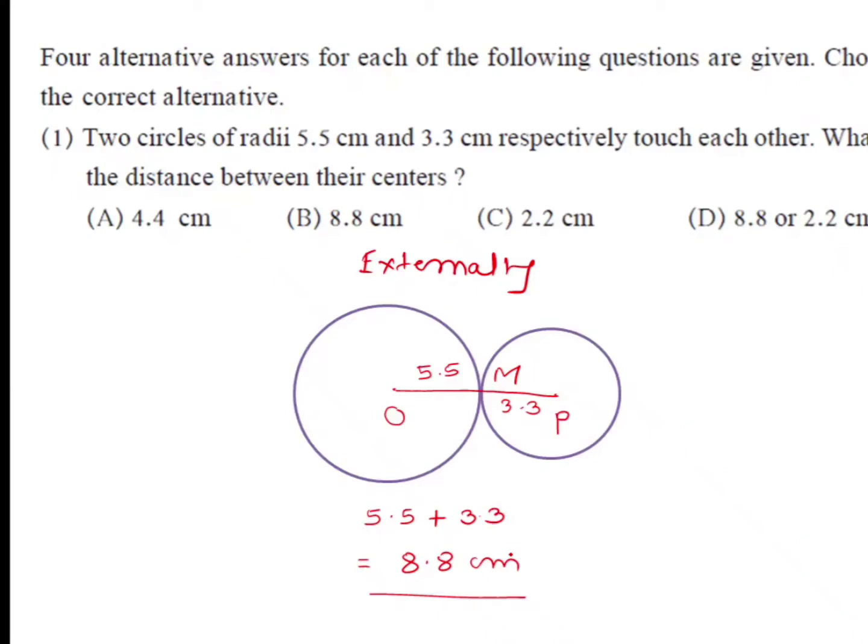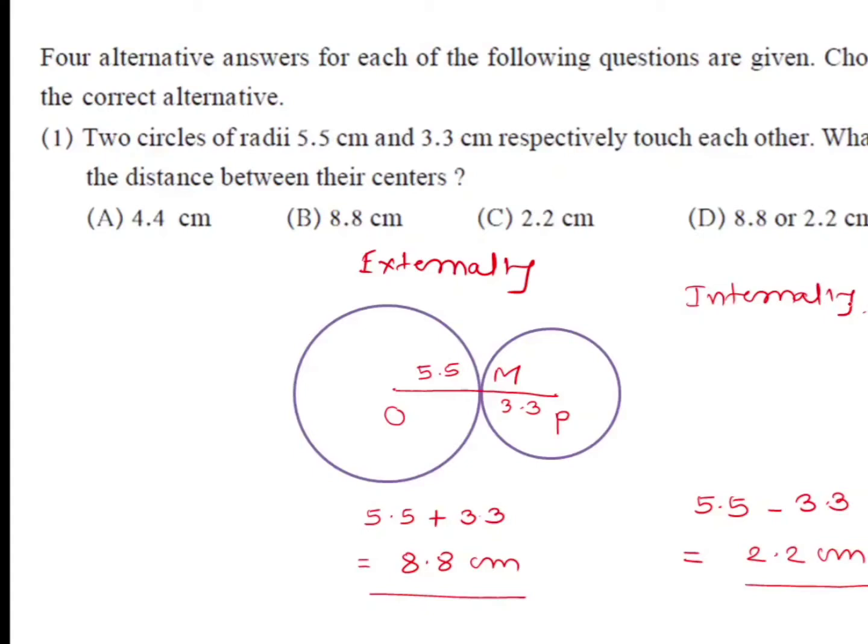And if these two circles touch internally, then to find the distance between the centers of the circles, we have to subtract the radii, that is, we have to subtract the smaller radius from the larger one, that is, we have to subtract 3.3 from 5.5. So 5.5 minus 3.3, that's 2.2 centimeter. So this is the distance between the centers if these two circles touch each other internally.